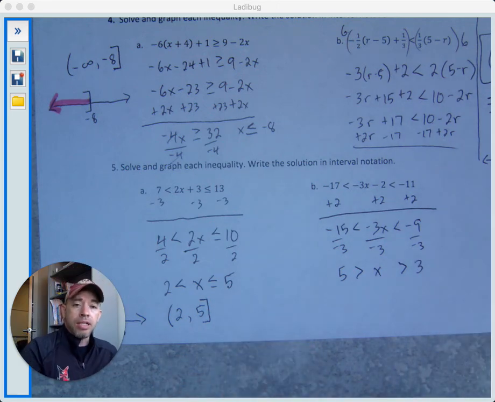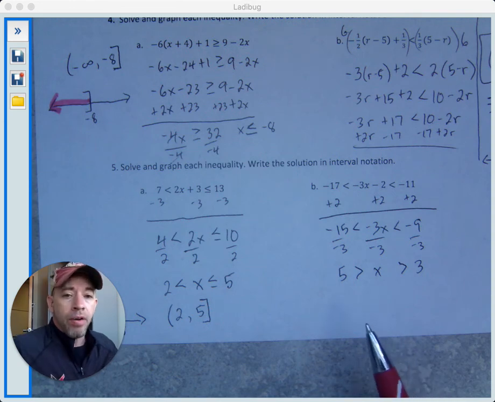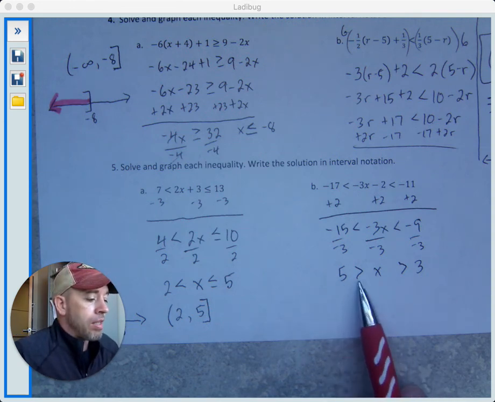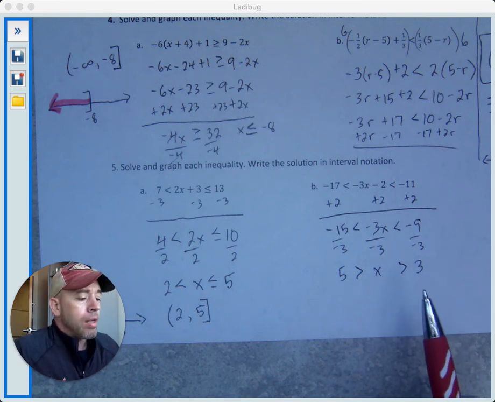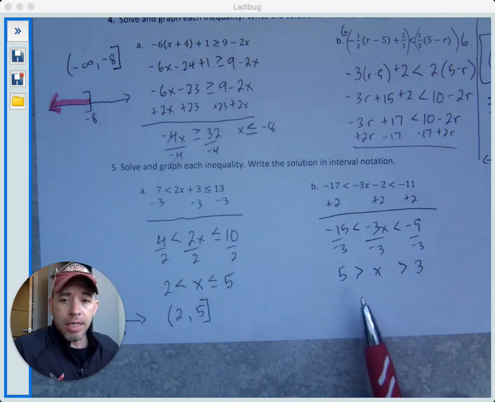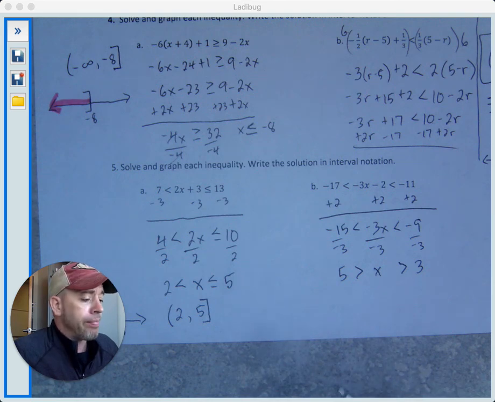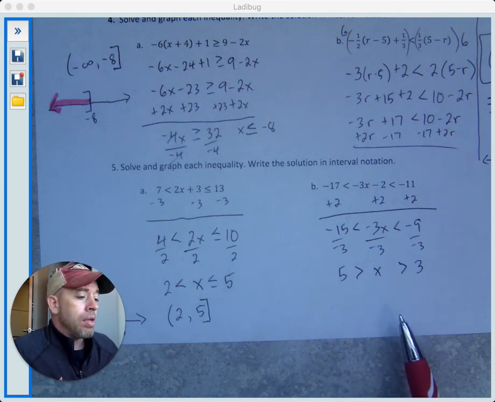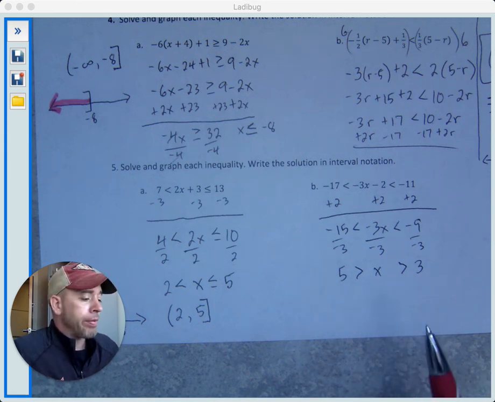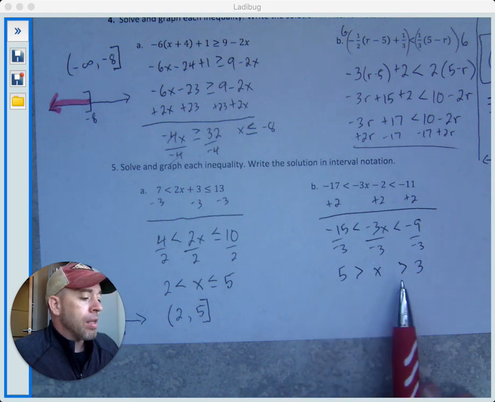Now if we did not change the inequality signs, this would be completely false, right? Because it would say 5 is less than something, which is less than 3, but 5 is not less than 3. So flipping the inequality signs actually keeps things correct. It's not just some cruel thing we throw in to make you do. It keeps things factual.